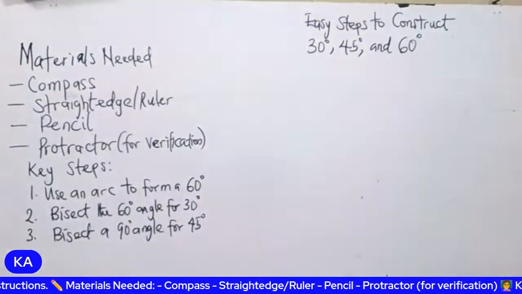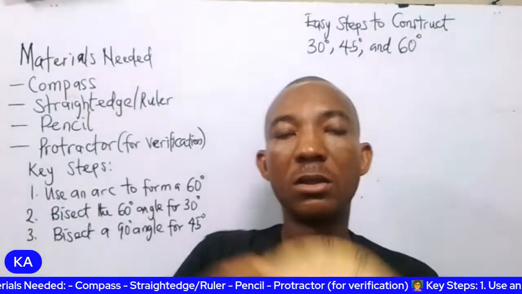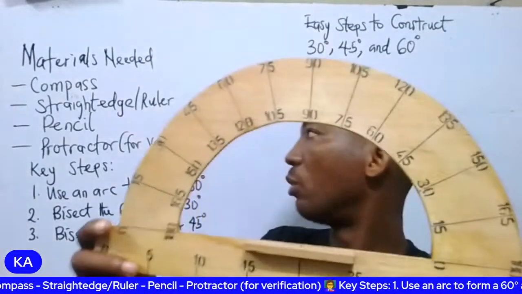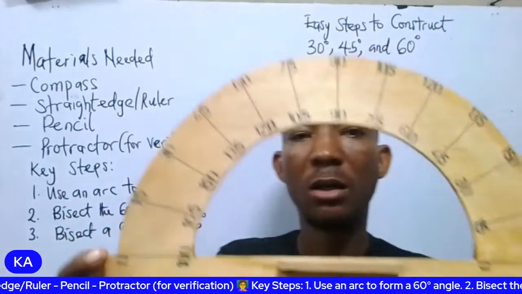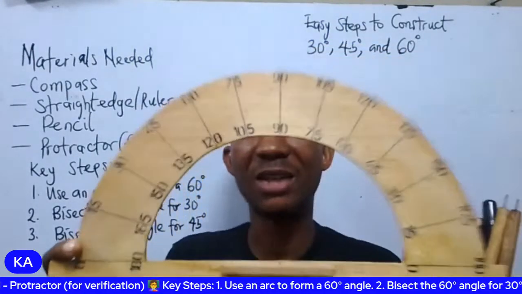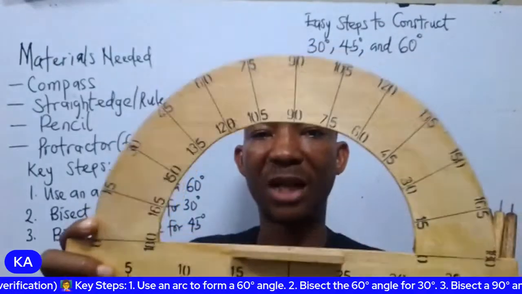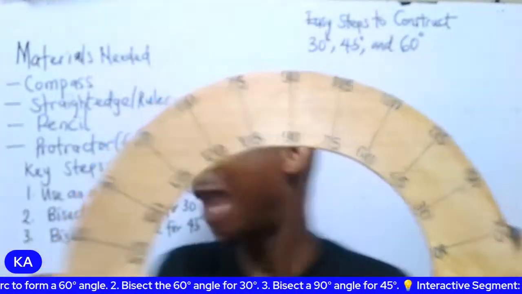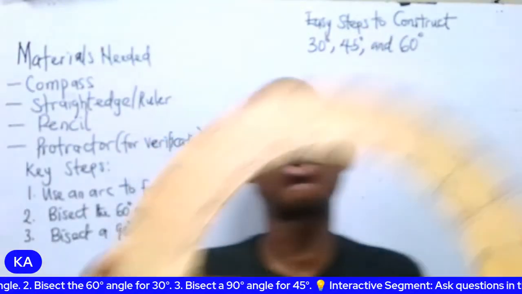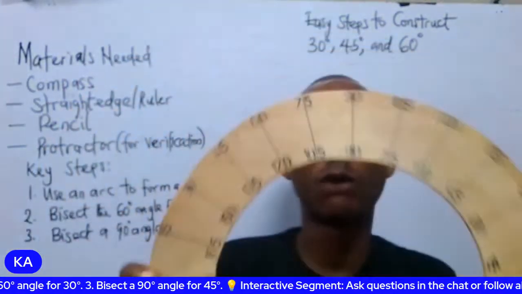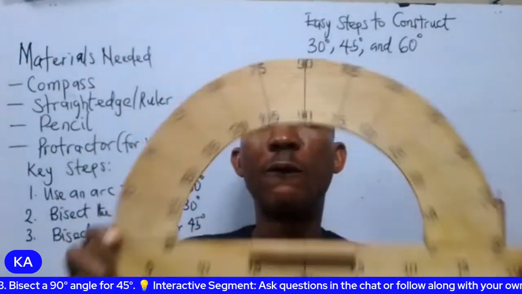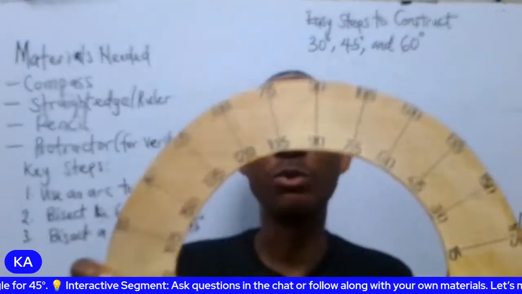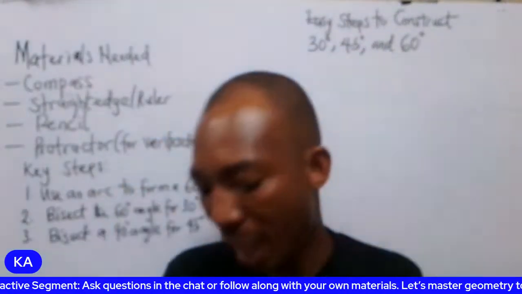Then, like I said, we are going to make use of the semicircular protractor. The protractor we are going to use in the class today is the semicircular protractor. You can see it is half of a circle. And what are we going to use the semicircular protractor for? It is just for us to confirm our angles.